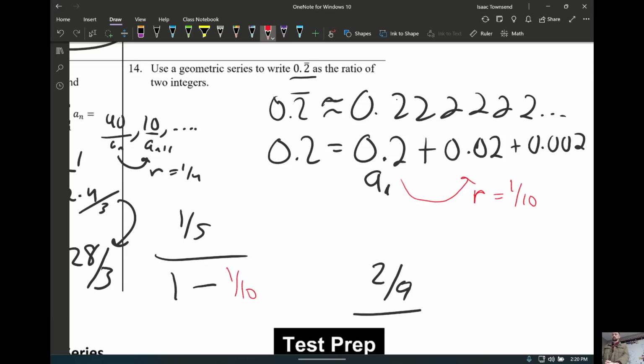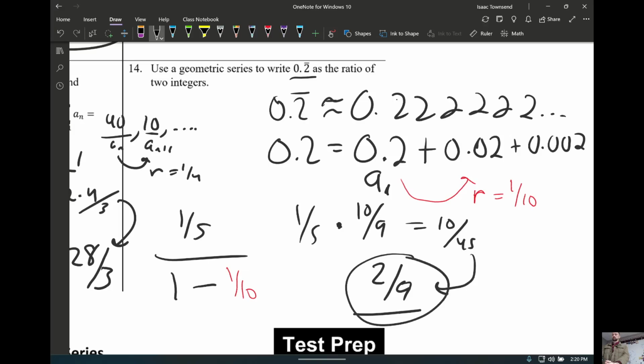So once you get that, now your answer comes from 1/5 divided by 9/10. Dividing by 9/10 is the same as multiplying by 10/9, which gives you 10 over 45, which reduces to 2/9.